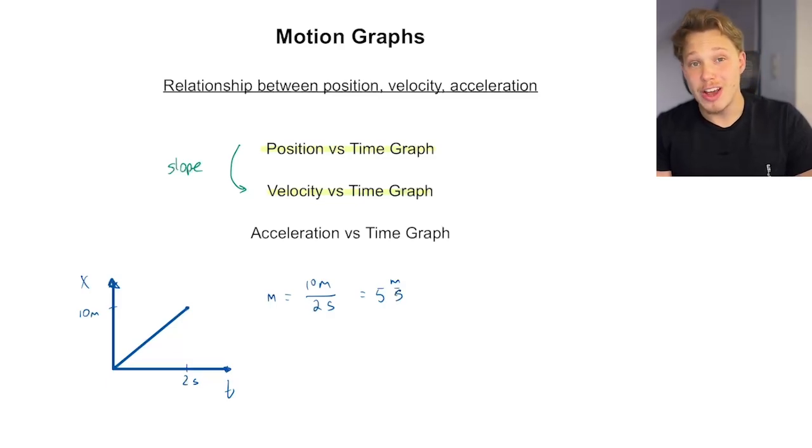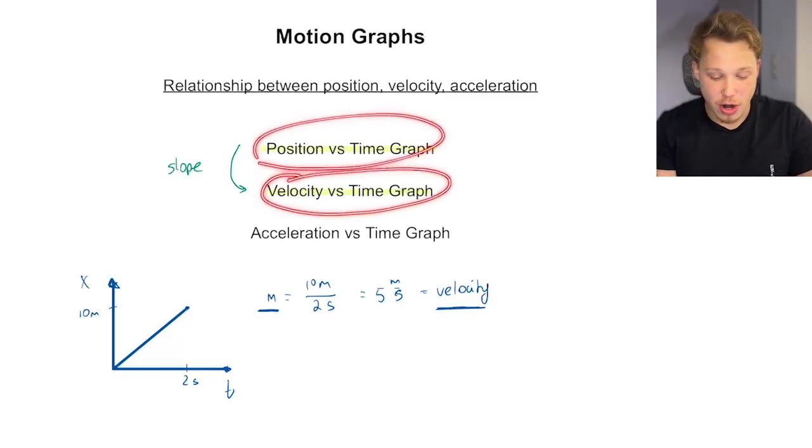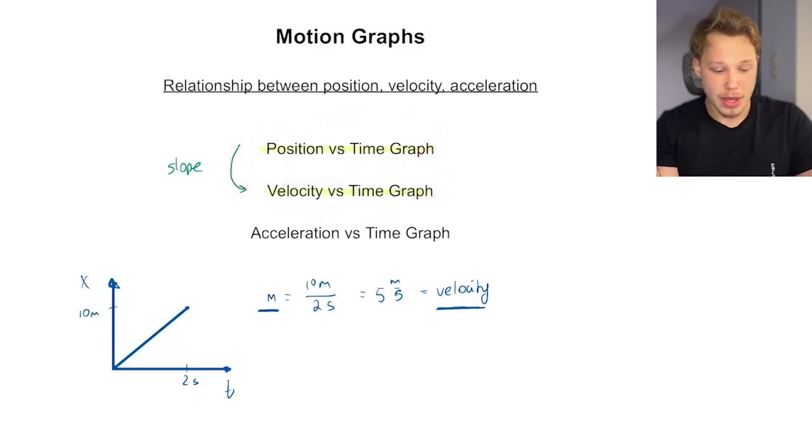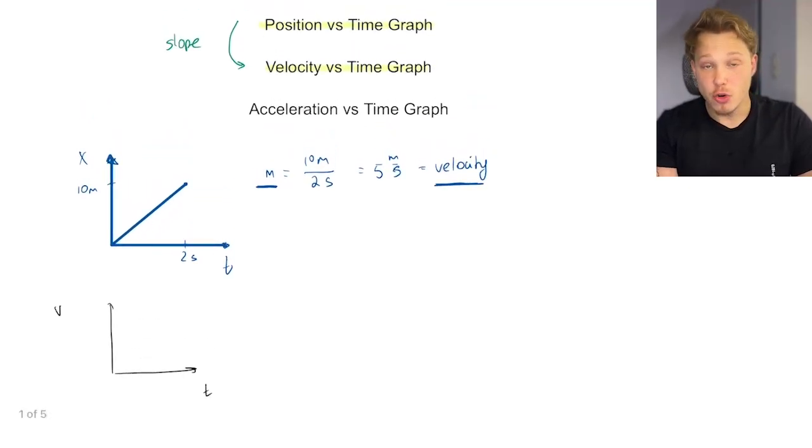Now I want you to think, which quantity has the units of meters per second? Of course, it's velocity. So as you see, when we looked at the slope of the position graph, what we got was velocity. So therefore, to get the velocity from the position graph, you must look at the slope. Similarly, we can analyze a velocity versus time graph to prove that in order to get the acceleration from velocity, we must also look at the slope.